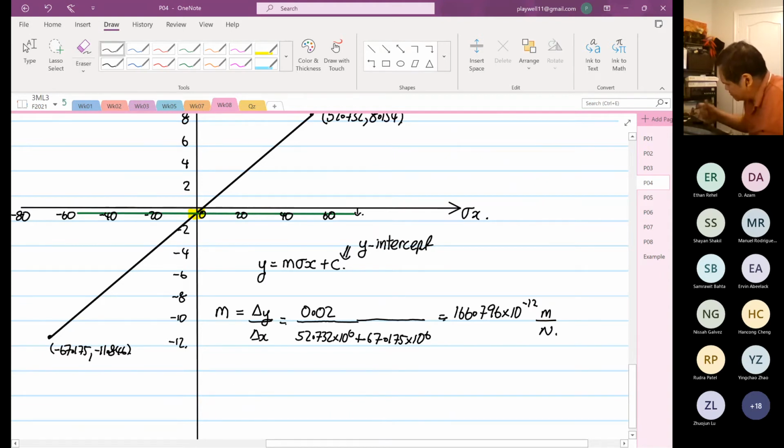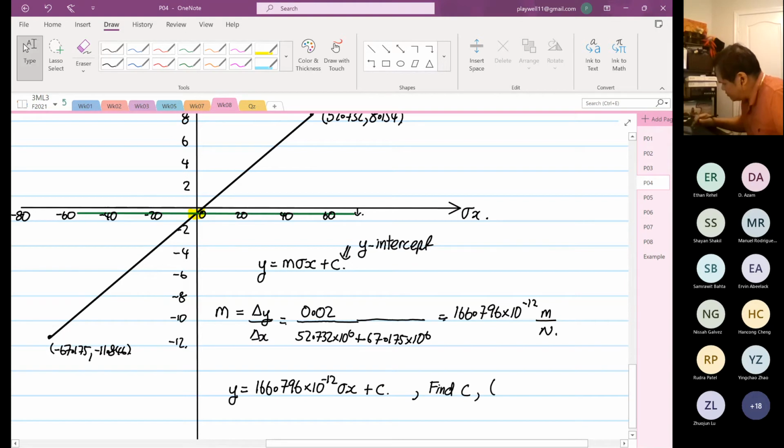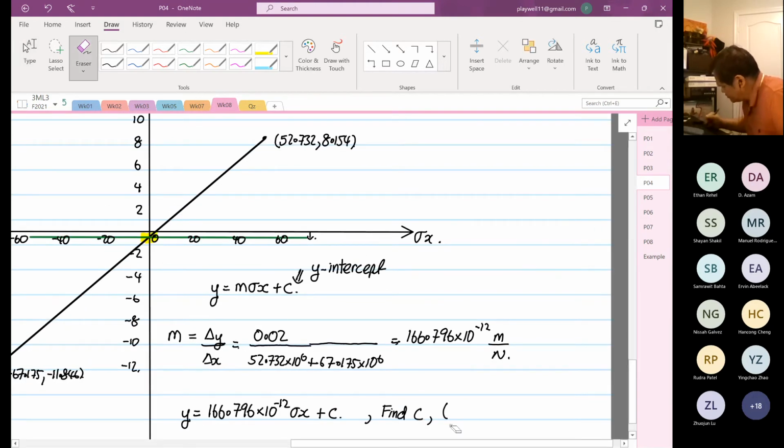C now. Okay, so we're going to substitute. So we know the equation now is y is equal to 166.796 times 10 to the power minus 12 times stress x plus C. Now we're going to find C, and we're going to use the point. It's just the method of substitution now. We're going to use 52.732 times 10 to the power 6 and 8.154 times 10 to the power minus 3, because I make everything in meters and in newtons.